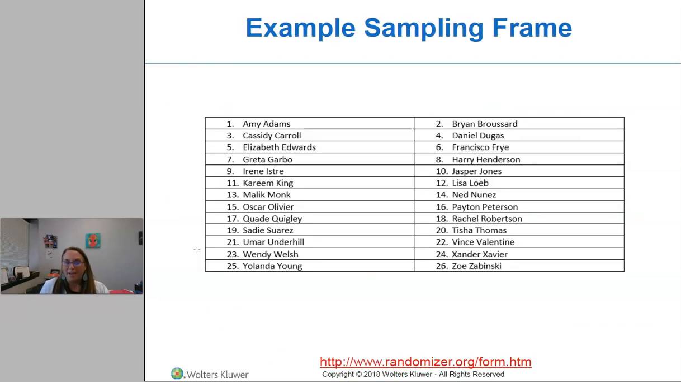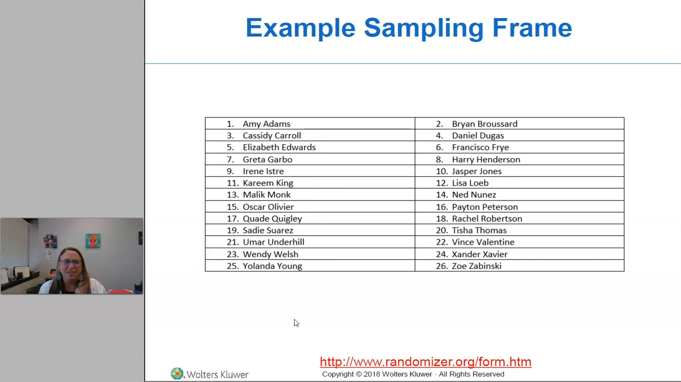So I have made up a fake sampling frame. Let's say that this is 26 students who are in my class, and I need half of them. So what I could do is use a randomizer. It's a random numbers generator, and I have one linked below if you're interested in checking it out. I would tell it that I need 13 participants from a list that's numbered 1 through 26. And it's going to randomly pop out 13 numbers. And let's say number 15 is the first one that's popped out.